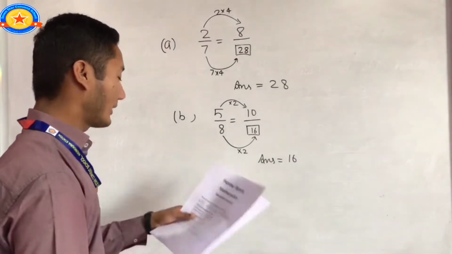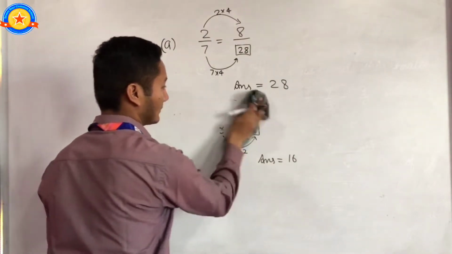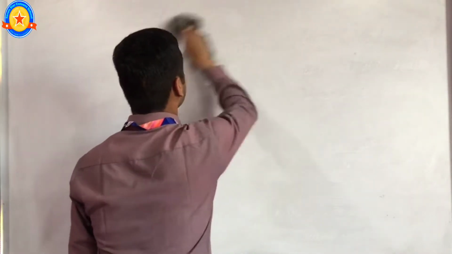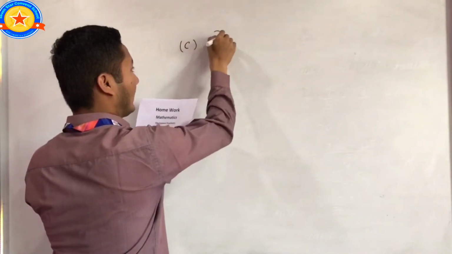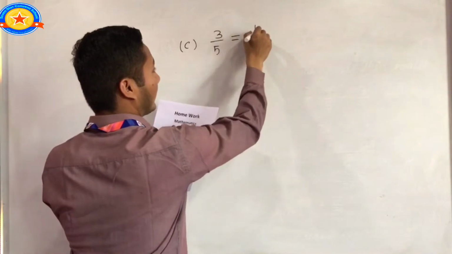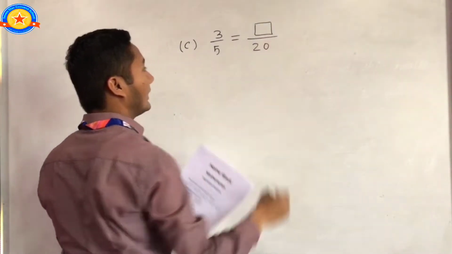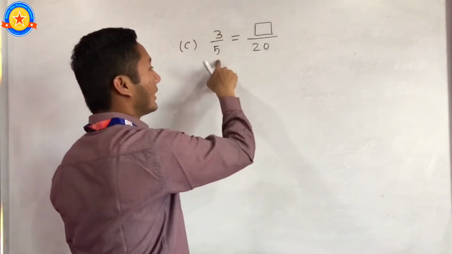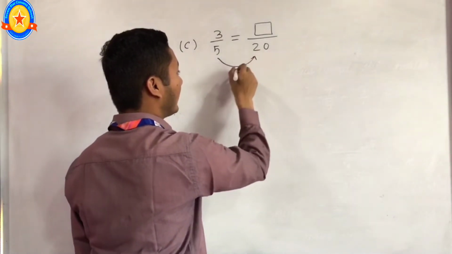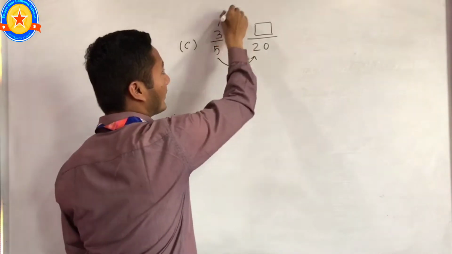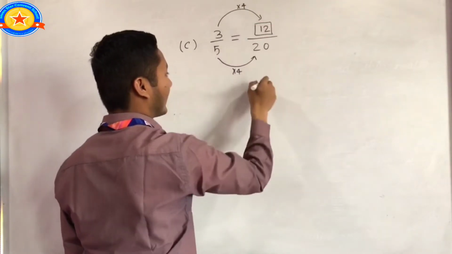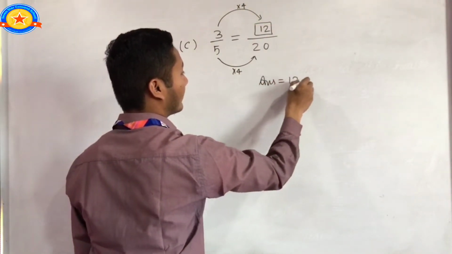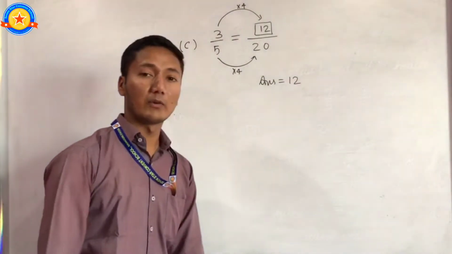Now the next question is 3 by 5 equals blank upon 20. In this case you need to check the denominators. Denominator is 5. 5 is multiplied by 4 for making 20. That's why you need to multiply 3 by 4. Then you will get 4 3s are 12. The answer is 12. This is the case of equivalent fractions.